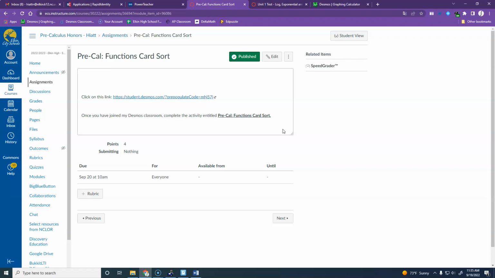I saw that there was a comment about the test review. It is optional. No, you do not have to do that. It was just that some people had asked for some extra questions. So only if you want extra problems.